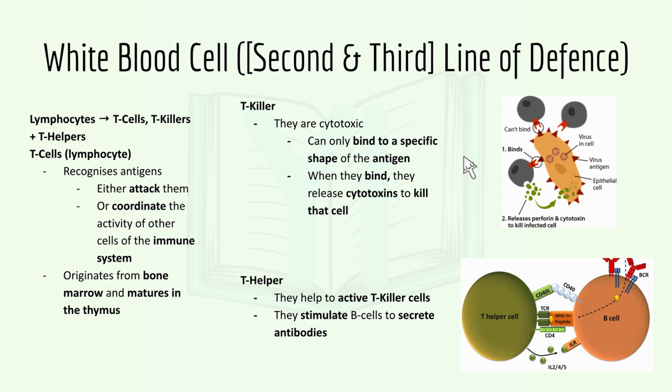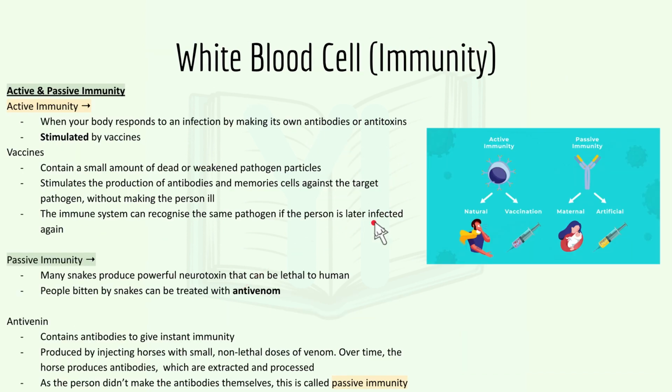So we'll move on to the lymphocytes: T cells, T killers and T helpers. The T cells recognize antigens and either attack them or coordinate the activity of other cells in the immune system. T killers are cytotoxic and can only bind to a specific shape of antigen. When they bind, they release cytotoxins to kill that cell. T helpers help to activate the T killer cells, and they stimulate B cells to secrete antibodies, which is quite complicated. So we'll move on to immunity.